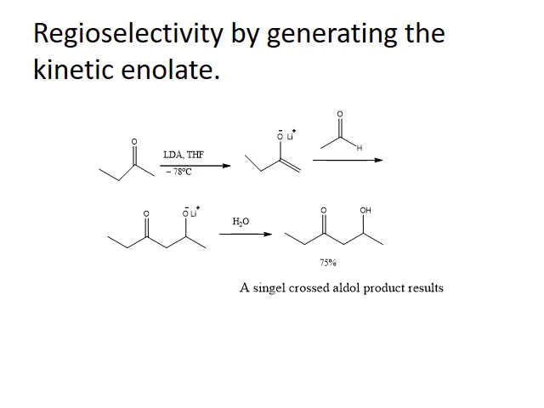Mainly, this enolate reacts with aldehyde, for example acetaldehyde, to give the alkoxide, which can be protonated by water. Here we notice that a single crossed aldol product results. Here also no dehydration takes place because there is no extended double bond formed.